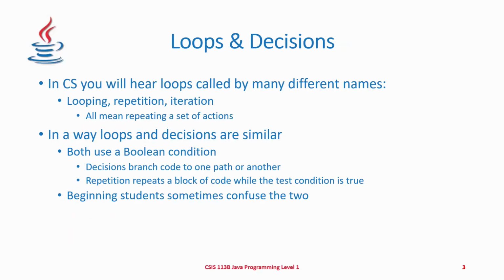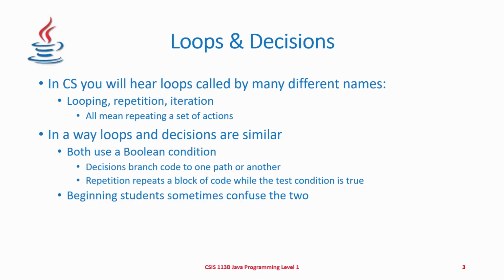So first of all, when it comes to loops and decisions, you'll hear looping referred to as repetition or iteration. All it means is we're just going to repeat some block of code, maybe a single statement, maybe multiple statements, but we want to continue to repeat that block of code until we reach our goal, as you'll learn about later on.